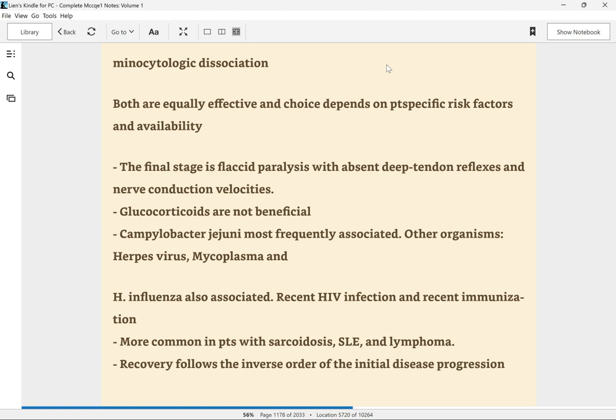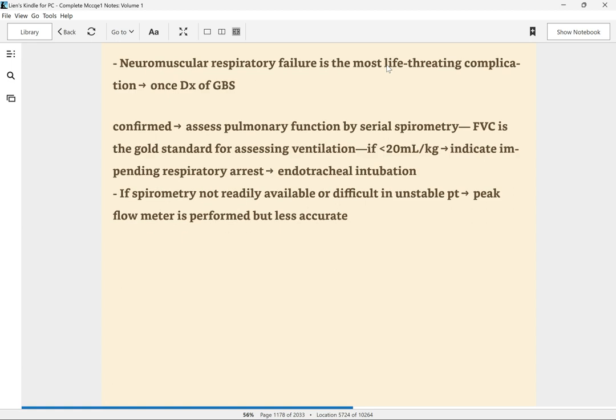Other organisms: herpes virus, mycoplasma, and H. influenzae are also associated. Recent HIV infection and recent immunization; more common in patients with sarcoidosis, SLE, and lymphoma. Recovery follows the inverse order of the initial disease progression. Neuromuscular respiratory failure is the most life-threatening complication.